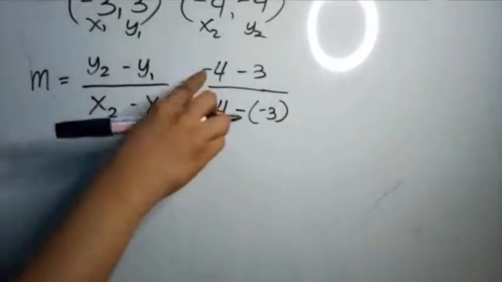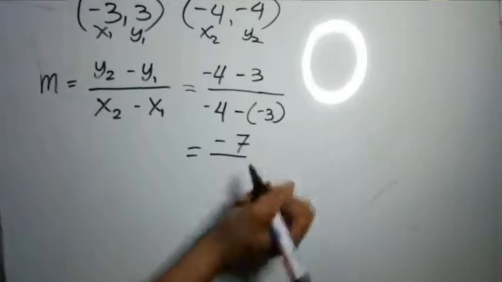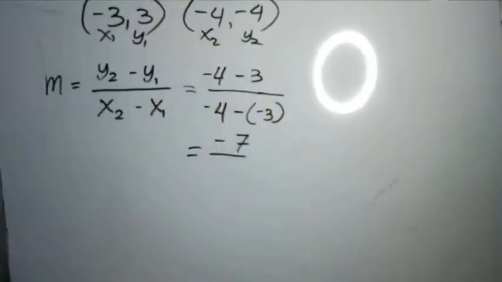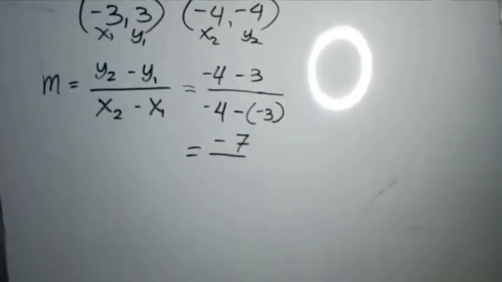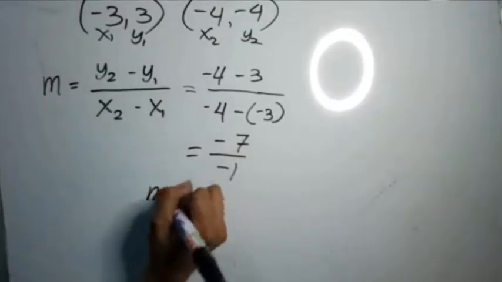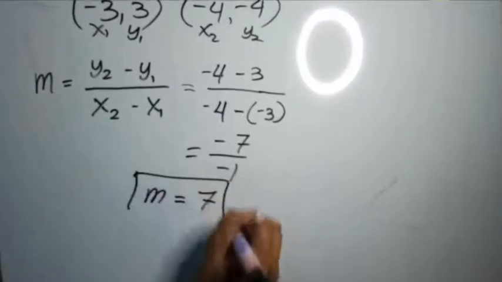Then, negative 4 minus 3 is negative 7, over negative 4 minus negative 3, which is equal to negative 4 plus 3. Therefore, negative 4 plus 3 is equal to negative 1. Then, m or slope is equal to positive 7.